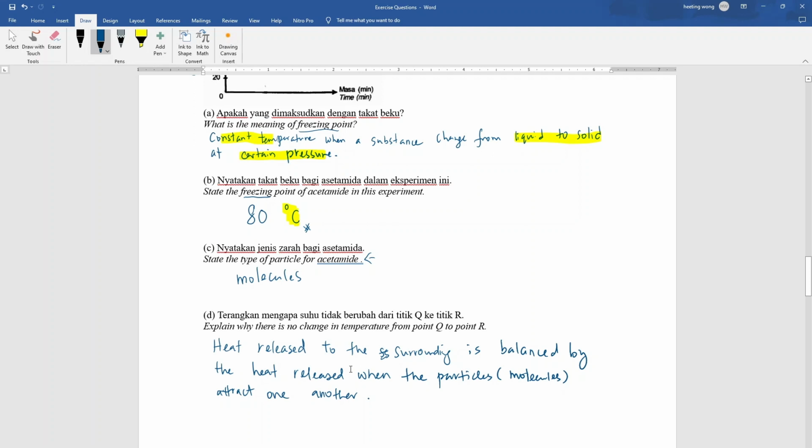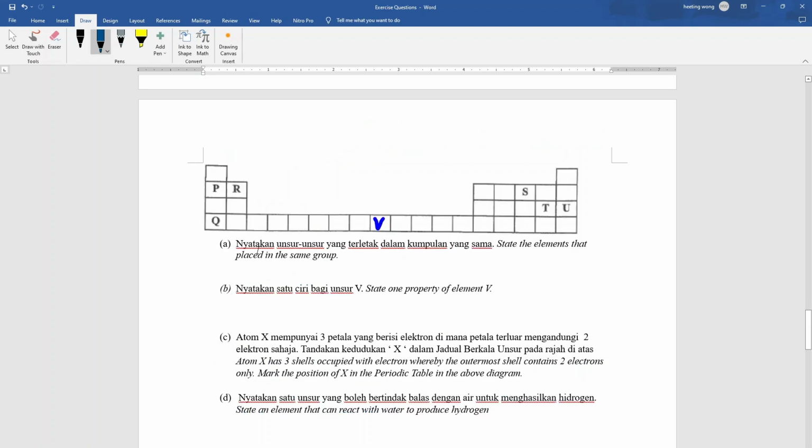Next, this is a periodic table. State the elements that are placed in the same group. We can see here, if they are in the same group, the group goes from the top down, so the others are not from the same group, only P and Q, right? P and Q.